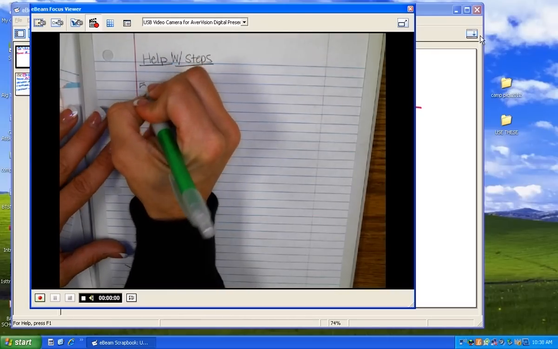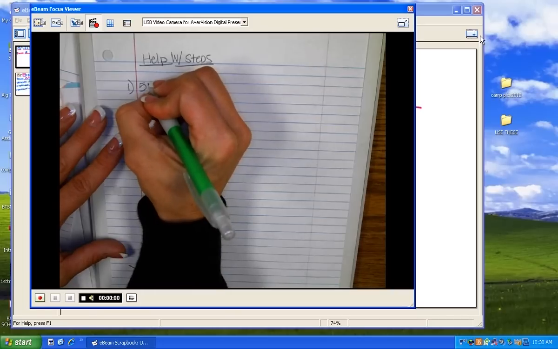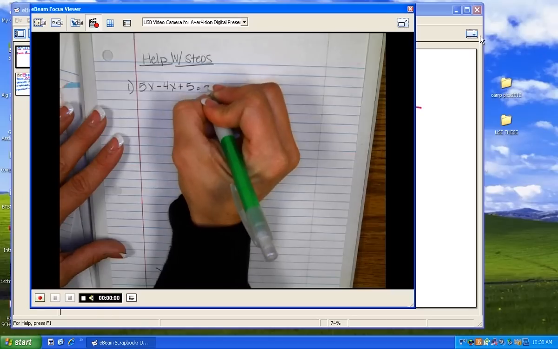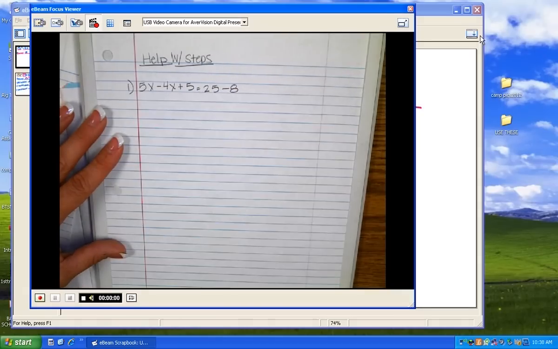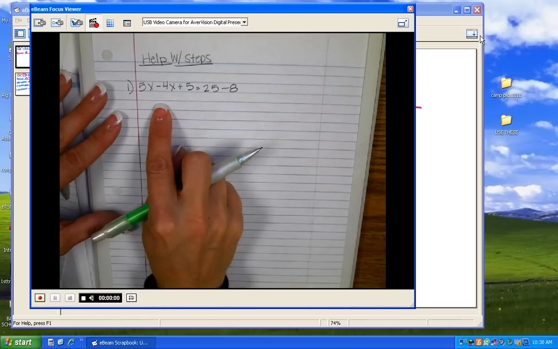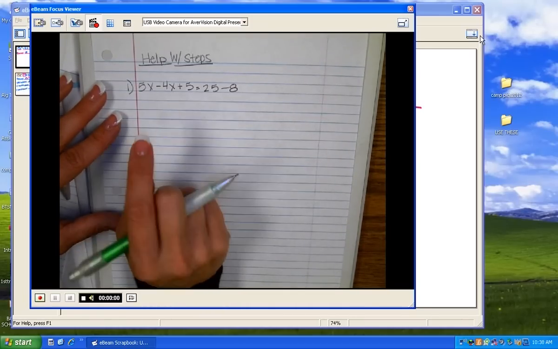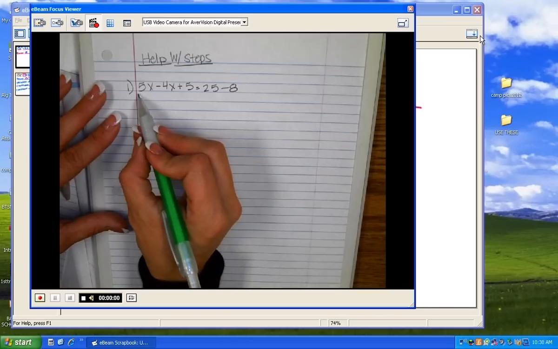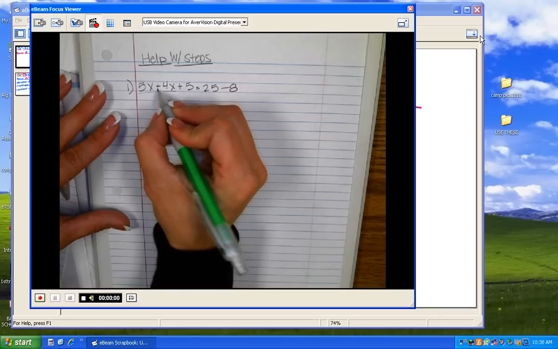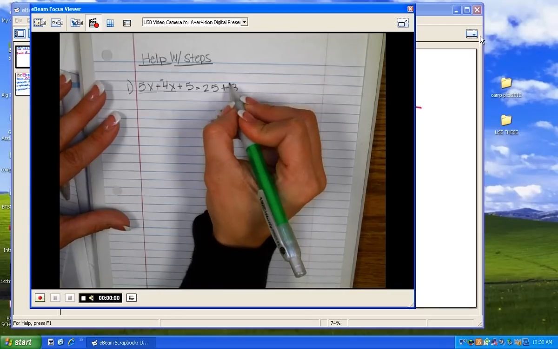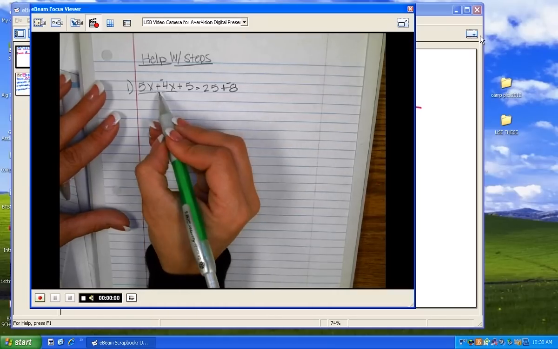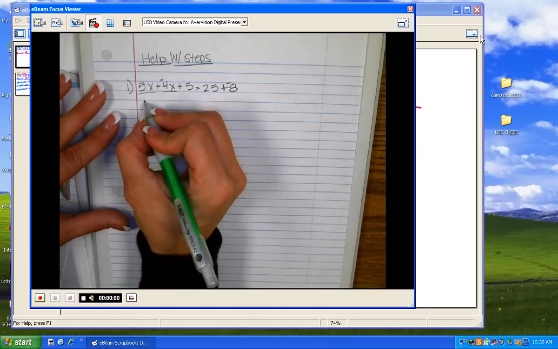So this example is 5x minus 4x plus 5 equals 25 minus 8. Before I do anything and solve for x, I have to combine my like terms first. I can see that my 5x and my 4x are the same, but I don't subtract in algebra. I add the opposite. So I'm going to change all of these, and now I'm going to combine these like terms. So 5x plus a negative 4x gives me a 1x.